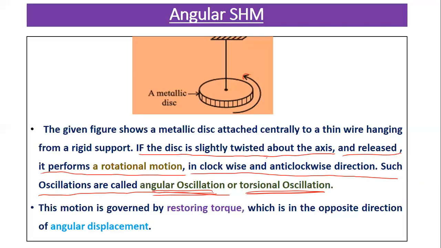This motion is governed by restoring torque. You know that when we twist this wire, or apply some force in clockwise or anti-clockwise direction and release it, then in this wire some restoring force is developed, and because of that restoring force we see the clockwise and anti-clockwise motion of this disc. Basically, a restoring torque is developed here, which is opposite to the angular displacement.